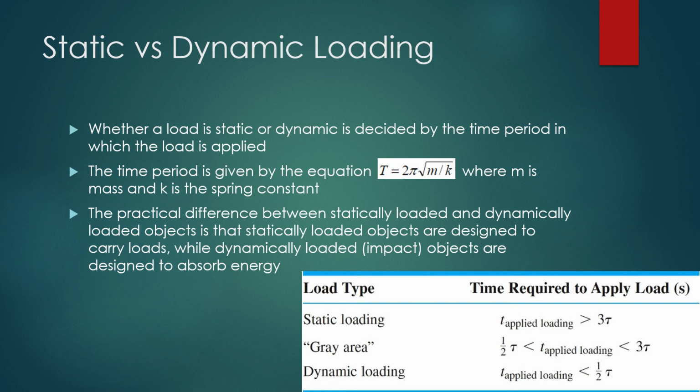And so in the case of static loading, the time period, in order for it to be static, must be greater than 3 times the natural frequency of the object. And for it to be dynamically loaded, the time period must be less than 1/2 of the natural frequency of the object. And there's a gray area in between those two values in which the load is neither static nor dynamic, just in the gray area.